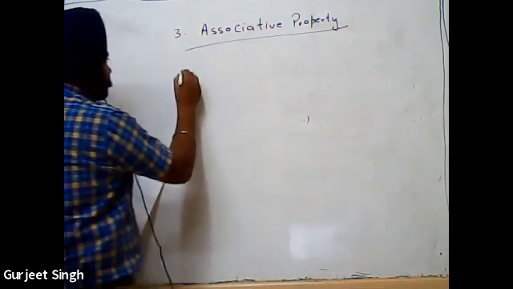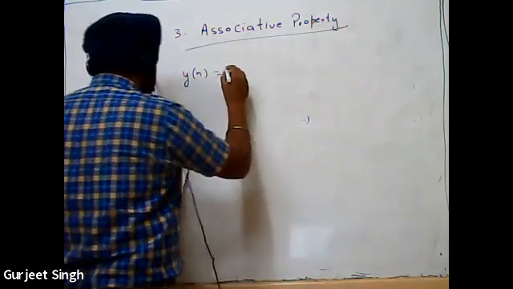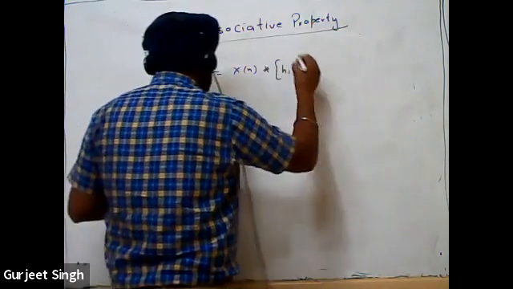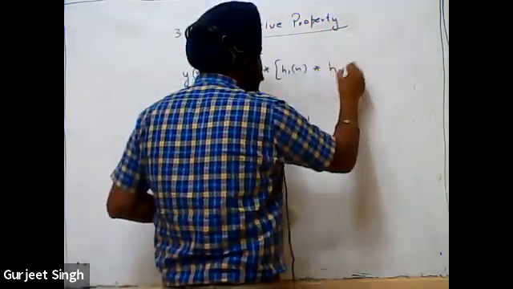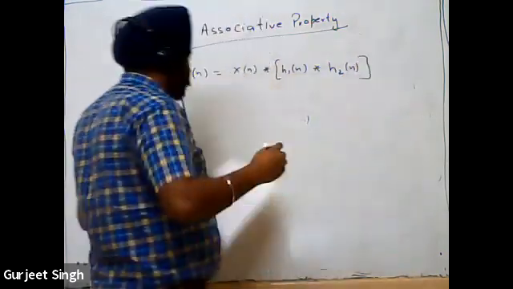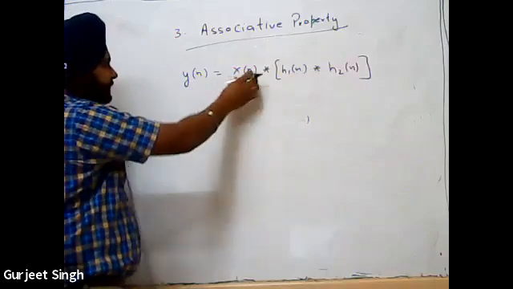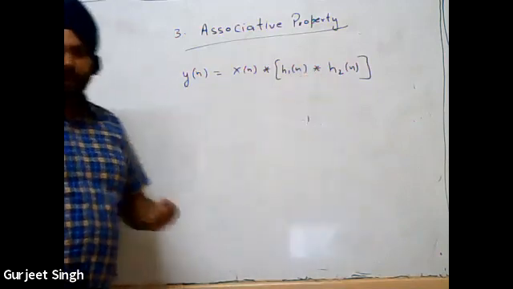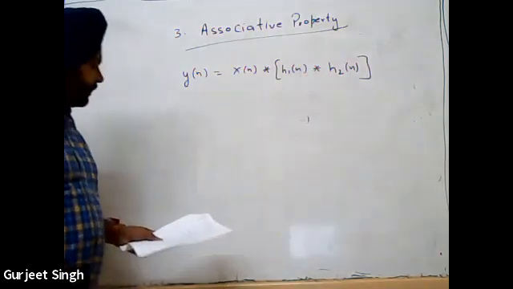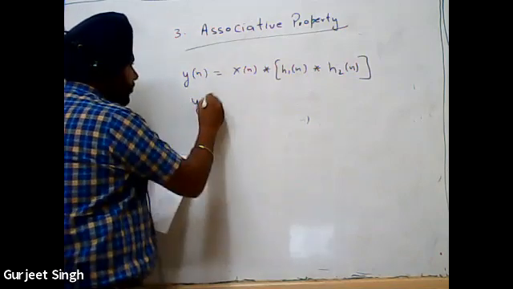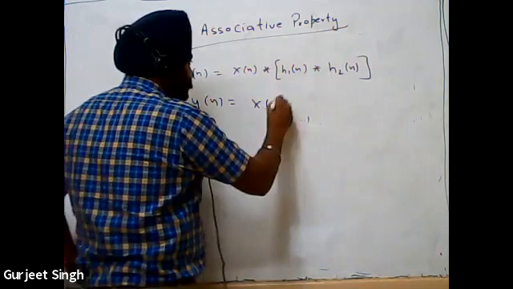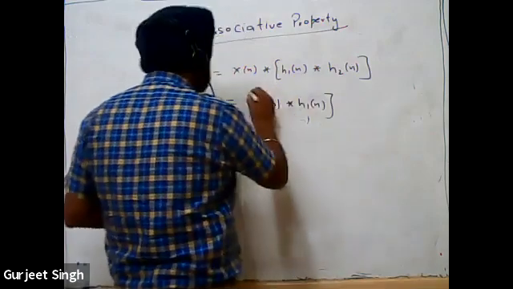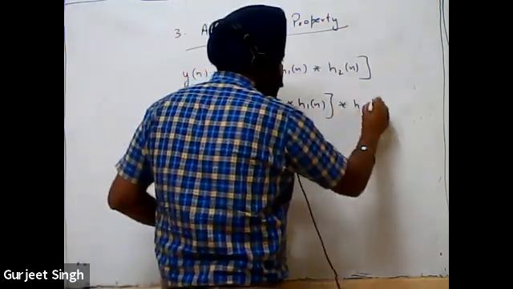So according to the associative property, we have yn is equal to xn convolution h1n convolution h2n. If we have yn equal to xn convolution of h1n and convolution of h2n, this equation is equal to, we can write, yn is equal to xn convolution h1n convolution h2n.